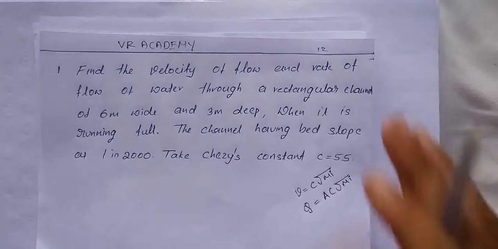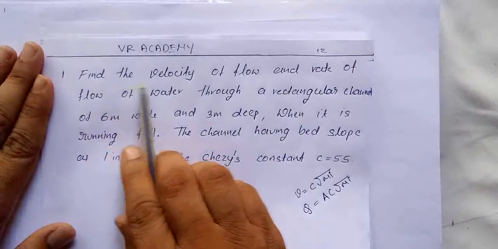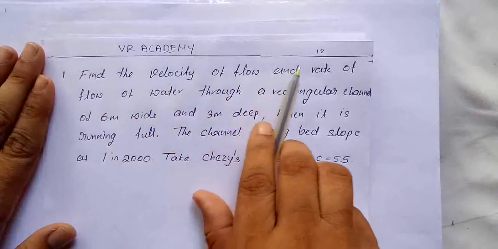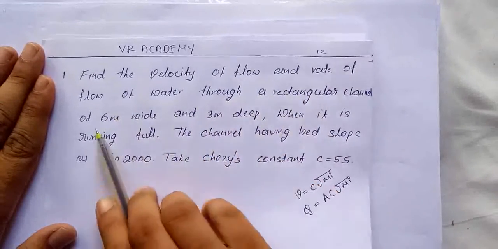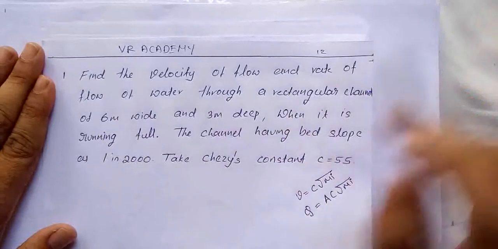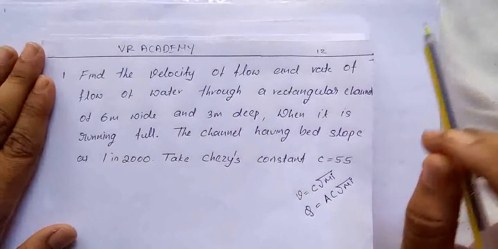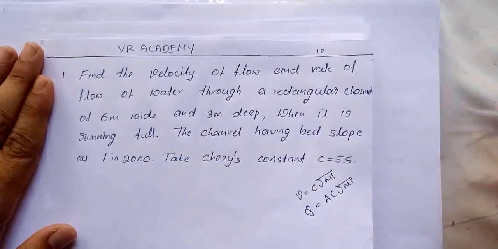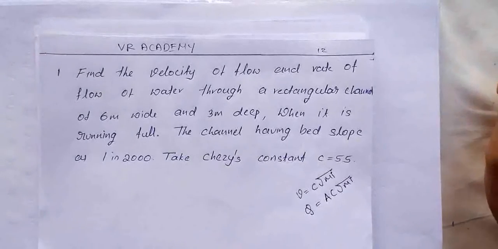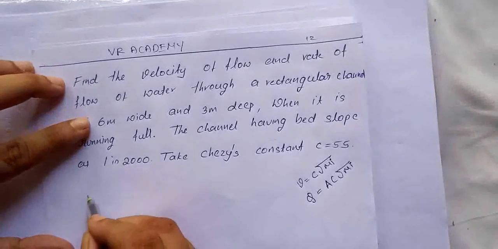The first numerical, just listen to the question. Find the velocity of flow and rate of flow of water through a rectangular channel of 6 meter wide and 3 meter deep, when it is running full. The channel has a bed slope of 1 in 2000. Take Chezy's constant C is equal to 55. See here the given data.